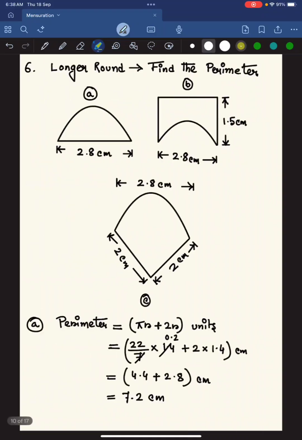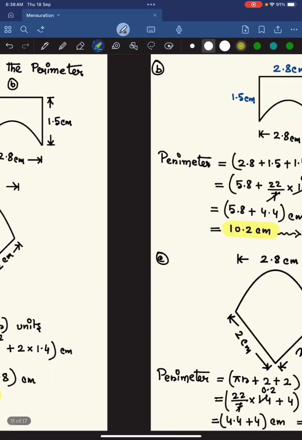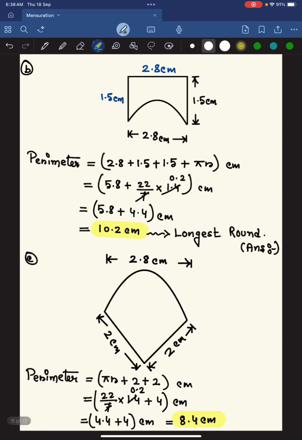So in figure A we get the perimeter as 7.2, in figure B we get the perimeter as 10.2 centimeter, and in figure C we get the perimeter as 8.4 centimeter. So the longest round will be in case of figure B, so this will be our answer. Got it?